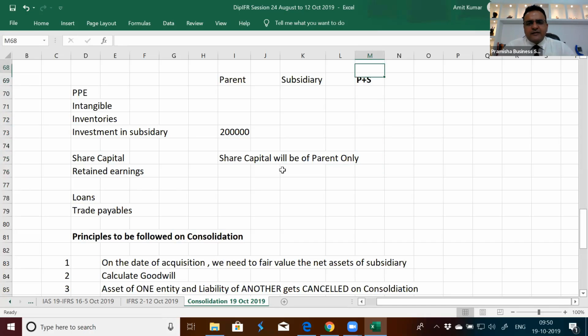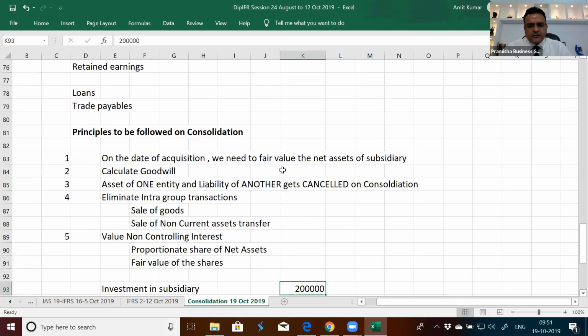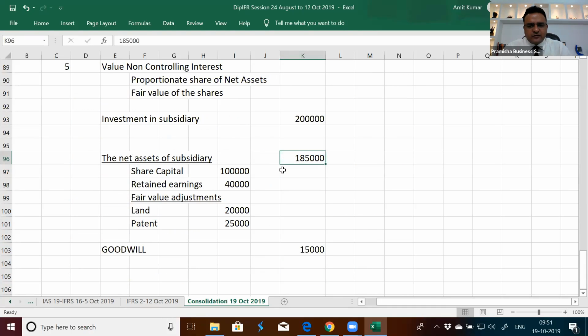And in P plus S, only if there is any amount being paid over and above the fair value of net assets of the subsidiary, it is replaced with goodwill. So in P plus S, in the consolidated results, it will be share capital of parent only, because the share capital of subsidiary and the retained earnings position on the date of acquisition get cancelled with this investment in subsidiary of 200,000.